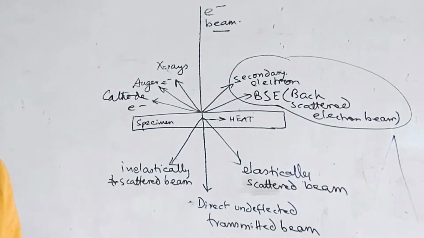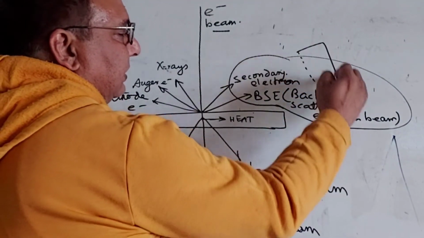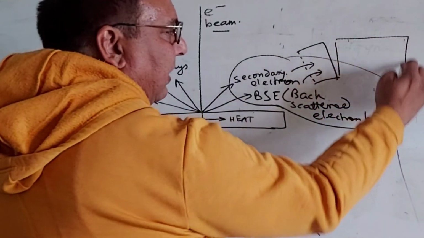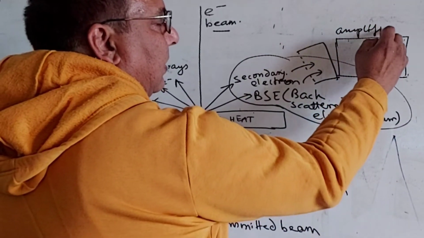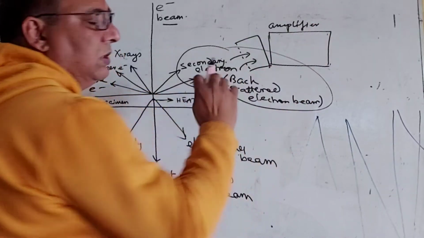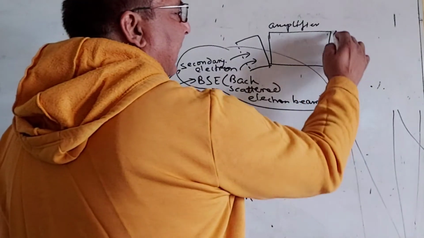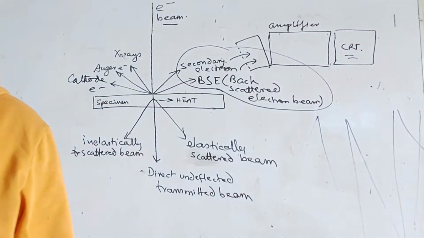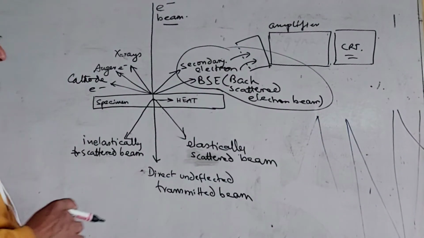There is an instrument that is called Faraday cage. The Faraday cage captures this, and that is then magnified by an amplifier, because the signal is poor, so it is magnified further. And with the help of a cathode ray tube, you generate the image. And this is for scanning.